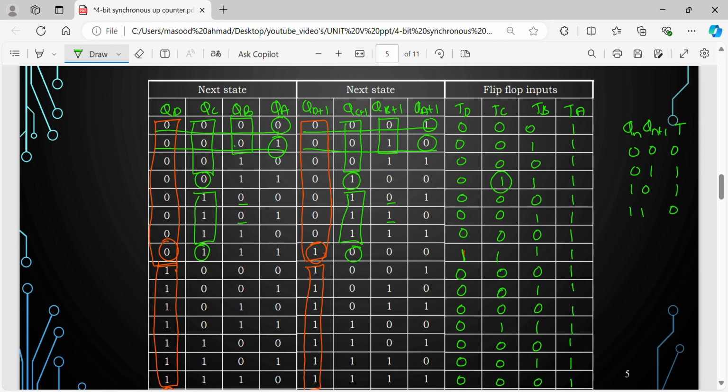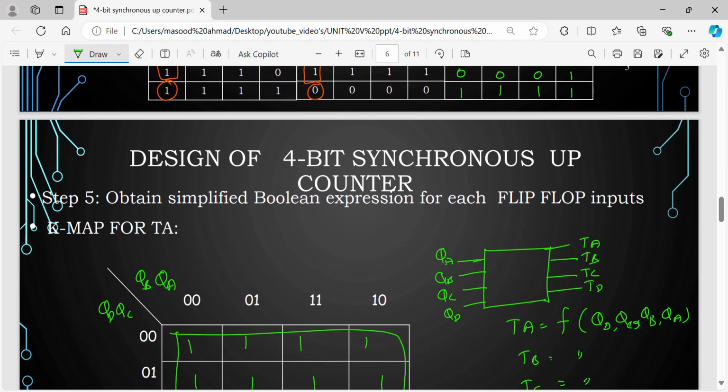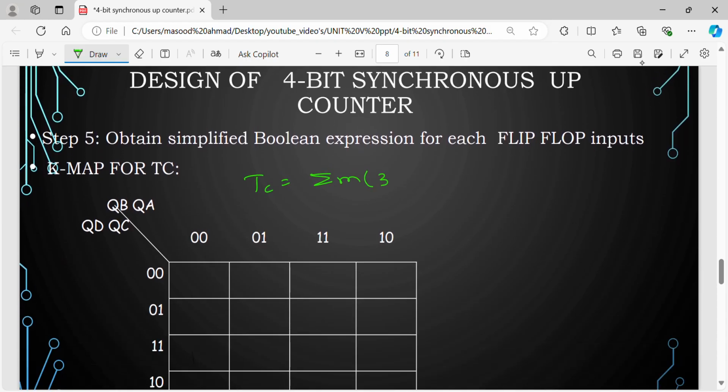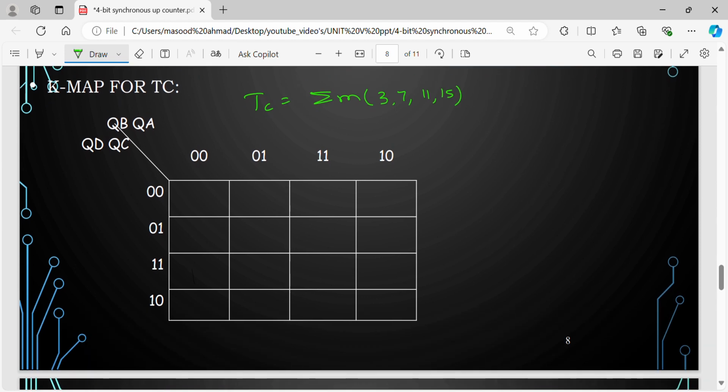Then it is 1 for what exactly? 11. So 3, 7, 11 and 15. 3 is here, 7 is here, 11 is here, 15 is here. So this is exactly the combination. This is the expression for TC. TC turns out to be QA QB.